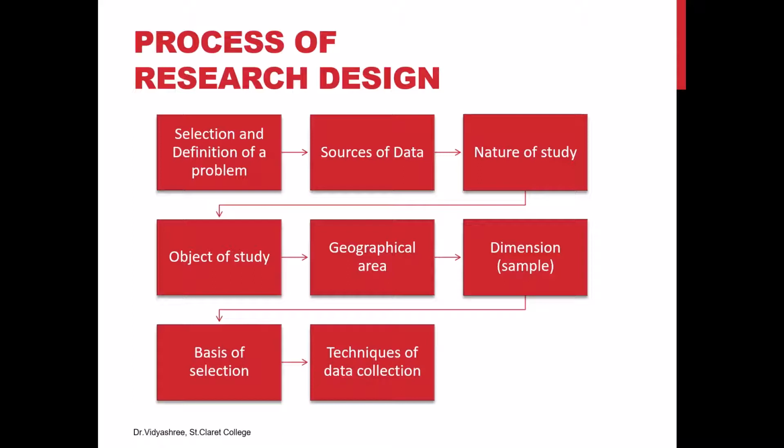The researcher is going to mention first what is the definition of the problem, through what source is going to collect the data, whether it's primary or secondary. The next is what is the nature of study, objectives of the study, in which area the research is conducted, what is the sample size of the research, on what basis the selection of sampling technique is used, and what is the technique of data collection which will be used in order to conduct his research. So these things will be mentioned in the research design.